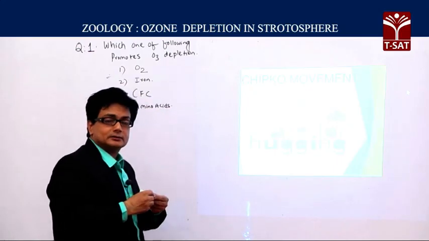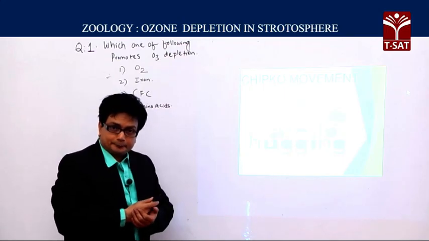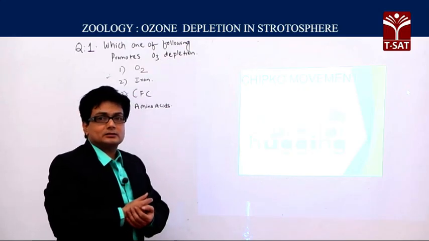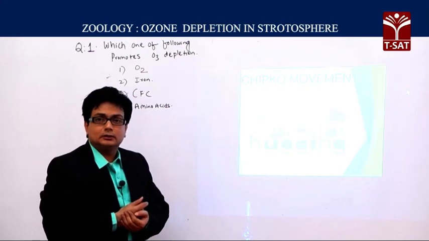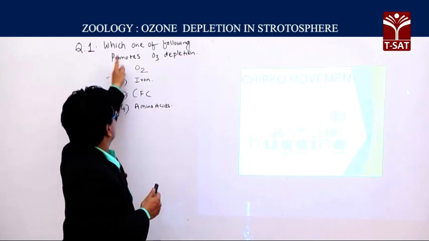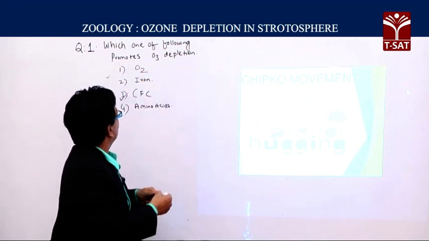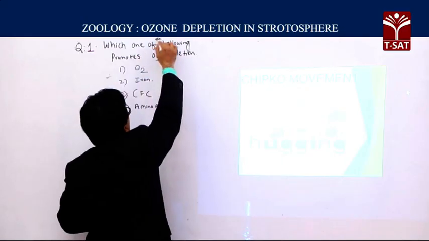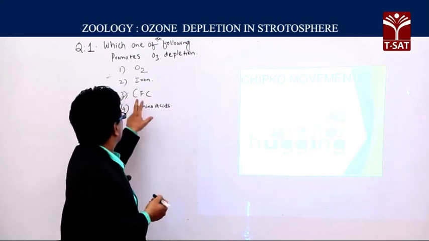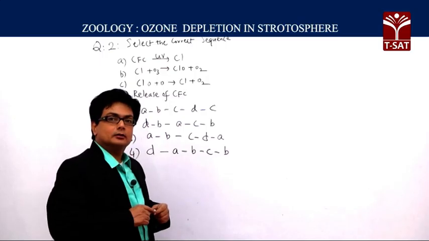What about amino acids? Amino acids are the organic molecules formed in a plant body. They are also consumed by the animal world. So amino acids are not related to ozone depletion. So out of the four options, the question is, which one of the following promotes ozone depletion? The answer would be chlorofluorocarbon.